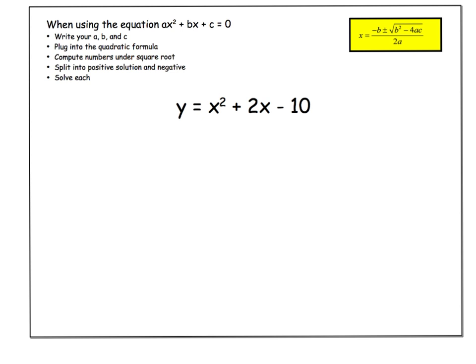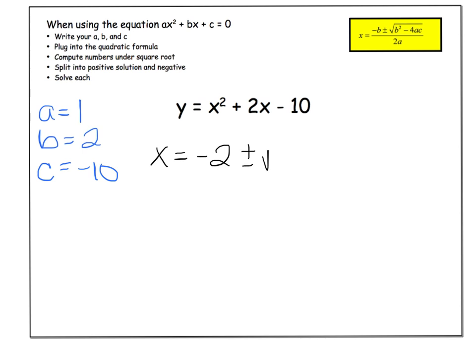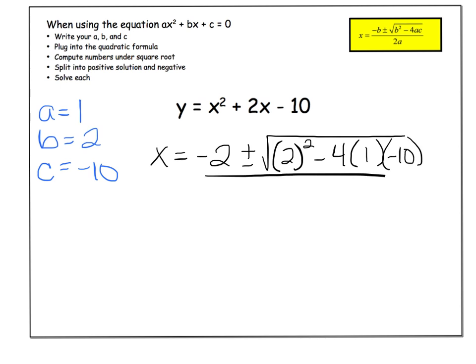The formula says it's the opposite of b. Well, that's a negative 2, plus or minus the square root of b squared. Be careful, I advise you almost always use parentheses there, because if there's a negative, those parentheses will matter. Minus 4, and that's always there. Your value of a is 1, and your value of c was a negative 10, all over 2 times, what was a? 1.